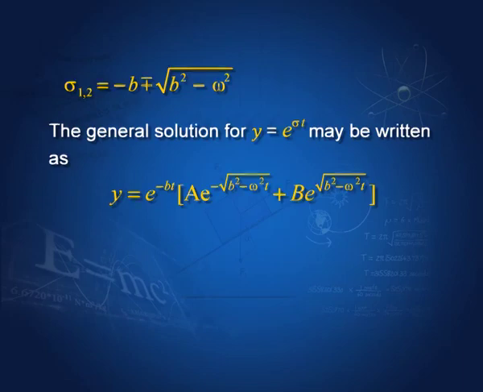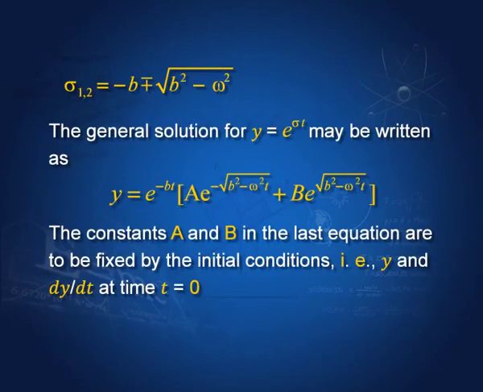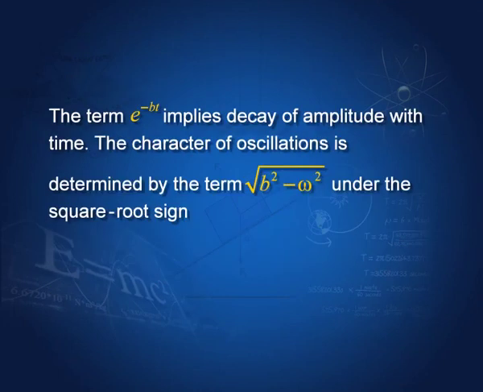A and b we have introduced as two constants, which are determined from initial conditions, that is, conditions at t equal to 0. And we can determine these if we know the conditions at y equal to 0 and dy by dt equal to 0. Anyway, so let us go to these conditions.